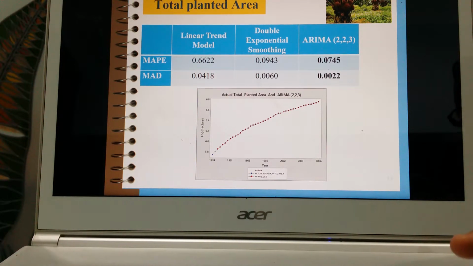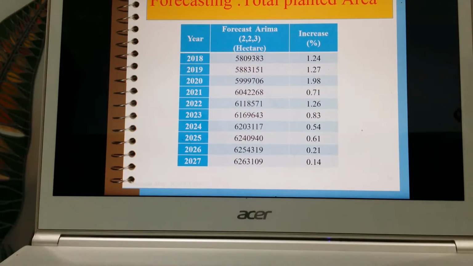Based on this result, we do forecasting, and here we forecast for a 10-year period from 2018 to 2027, and the rightmost column is the percentage of increase according to each year.